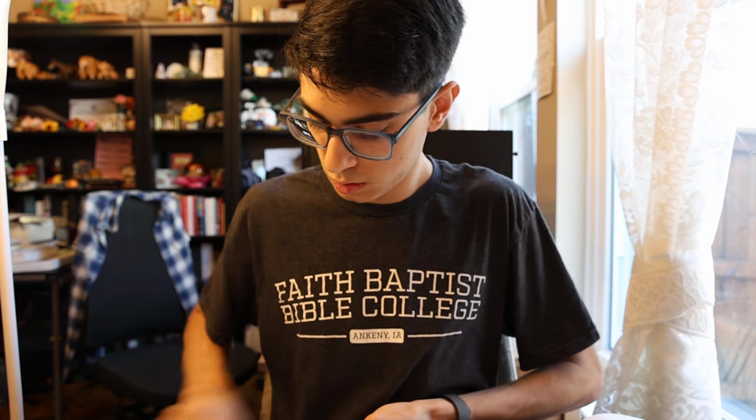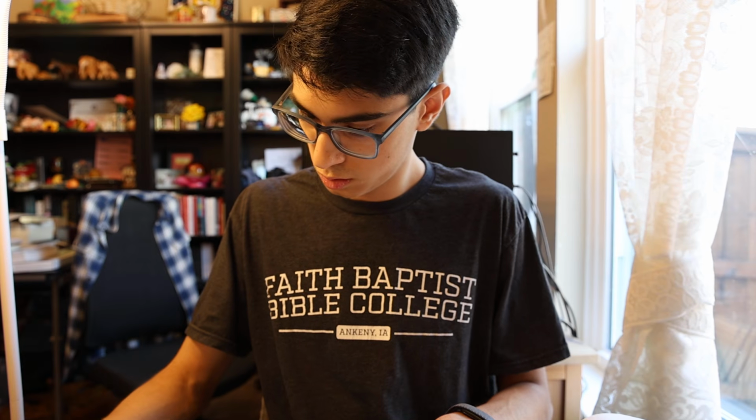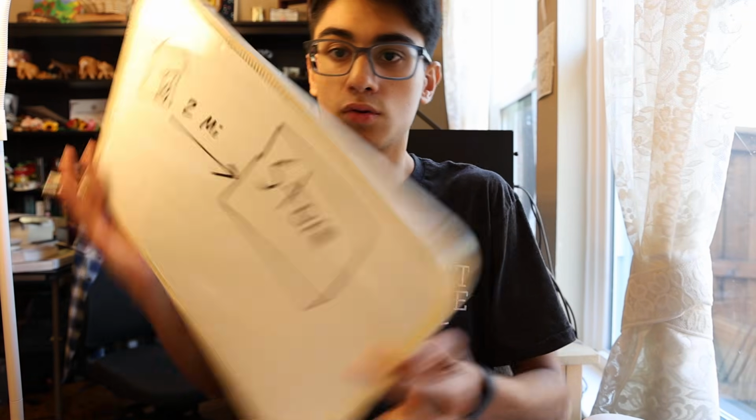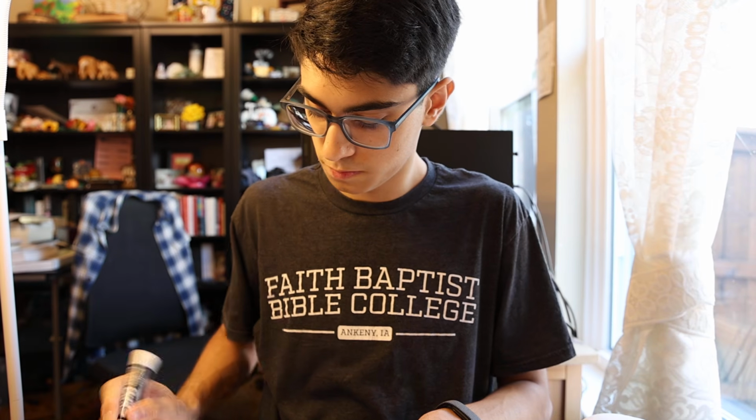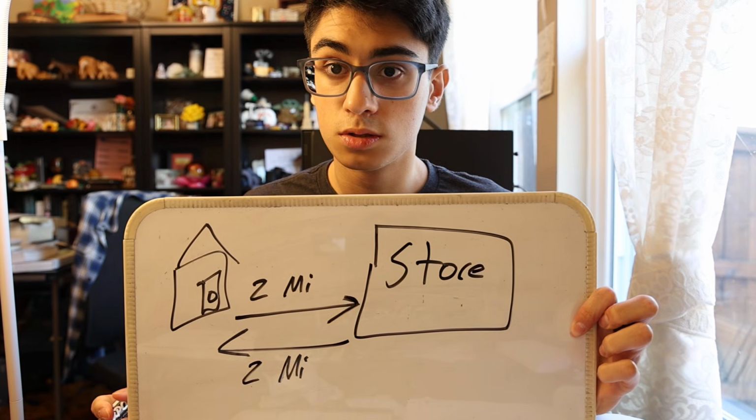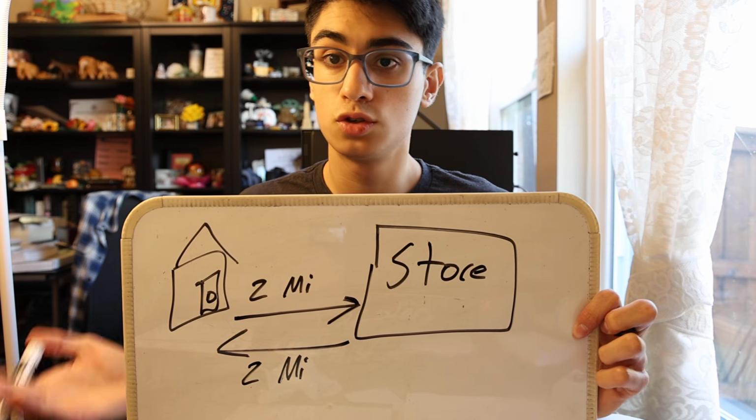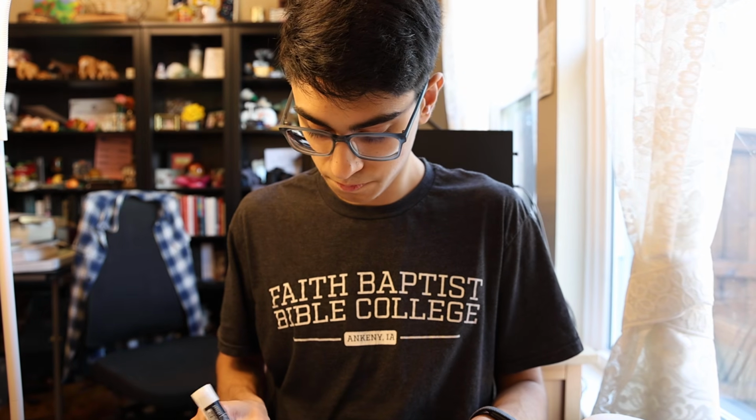Let's say that you are going from your house. You go 2 miles to the store. You get your stuff from the store, then you go back 2 miles to your house. What is your distance? Any kindergartner could know that. It's just 2 plus 2, which equals 4 miles. So your distance, written as d, equals 4 miles.